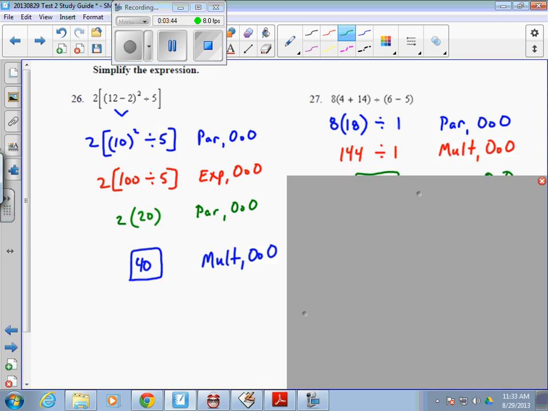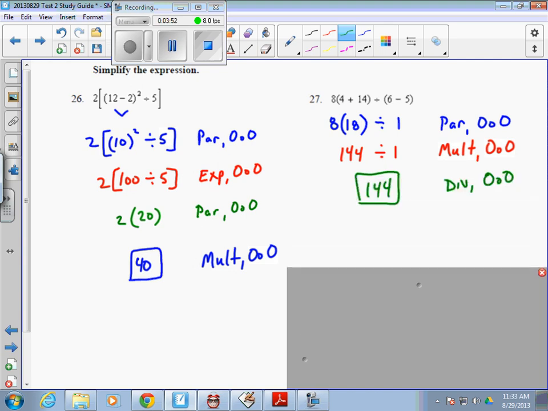The next step, you multiply 8 times 18, you get 144. That's multiplying because of order of operations. Then divide 144 by 1, and you get 144 because we divided because of order of operations.